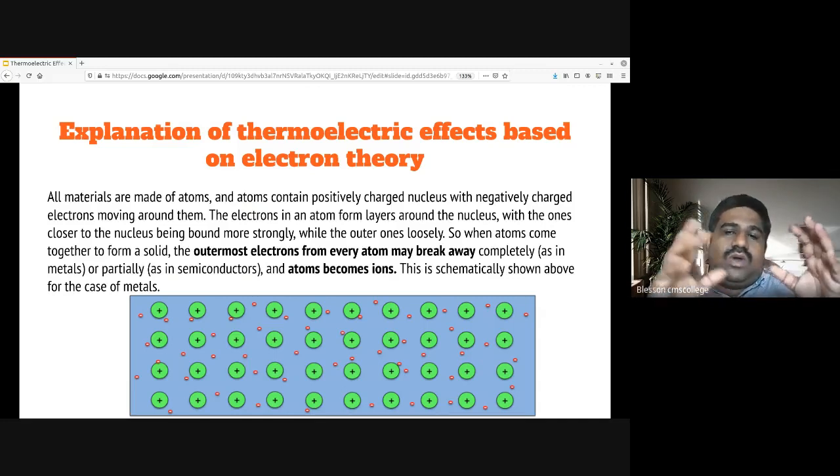We know that all materials are made of atoms, and atoms consist of a positive nucleus surrounded by electrons. You learned about the free electron theory. The electrons in the outermost shell are loosely bound to the nucleus, and in solids they are almost free. Such electrons are called free electrons, and the nuclei from which the electrons are set apart are called ions.